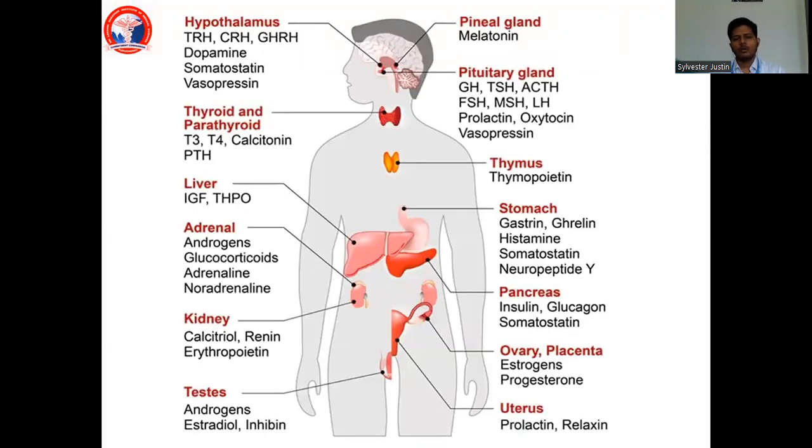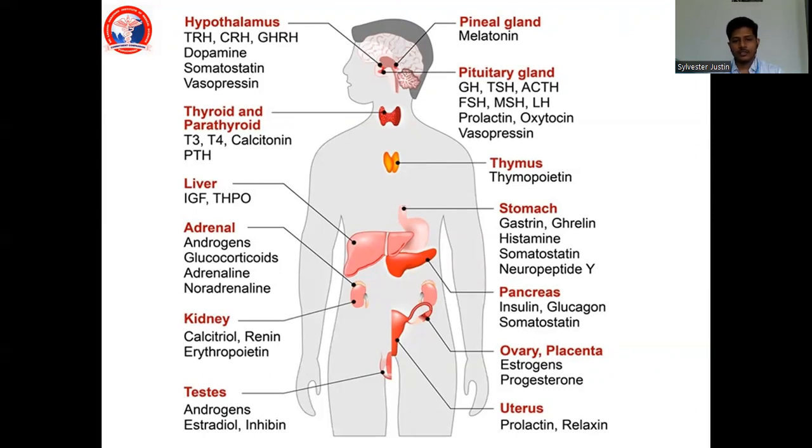So this is an overview of the endocrine system of the body. Starting from hypothalamus, which secretes thyrotropin releasing hormone, corticotropin releasing hormone, growth hormone releasing hormone, dopamine, somatostatin, and vasopressin. Then we have thyroid and parathyroid glands secreting their namesake hormones. We have liver also as an endocrine organ, in that it secretes insulin like growth factor.